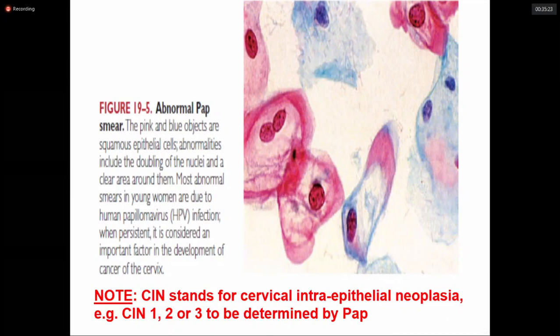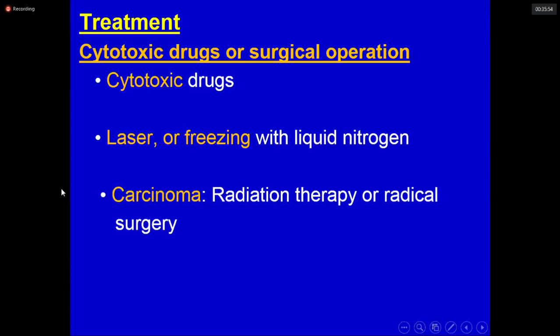And most abnormal smears in young women are due to HPV infection. When persistent, it is considered an important factor in the development of cancer. And in these, there is a score called CIN, cervical intraepithelial neoplasia. There is a score 1 to 3, and this can be related to the development of cancer. You will have it in your pathology.